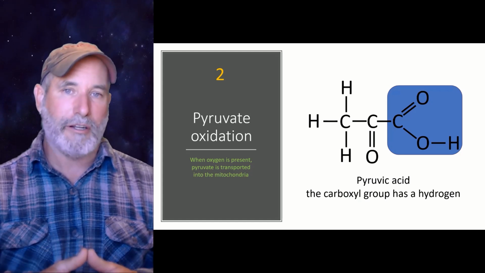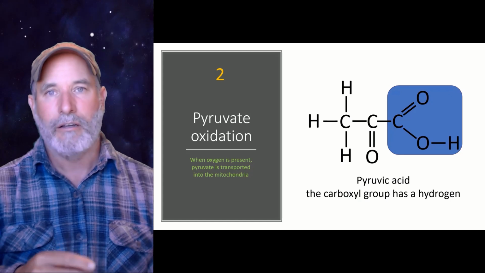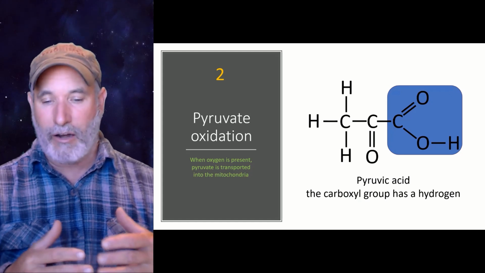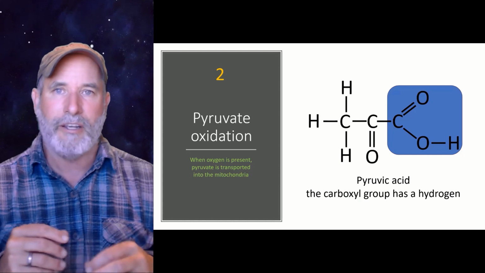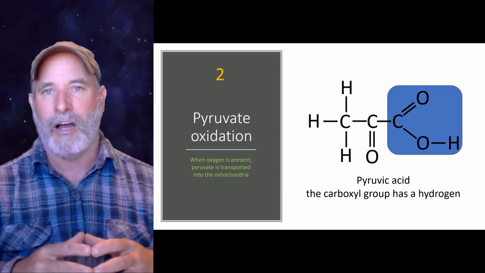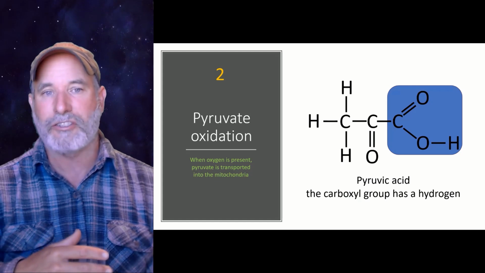Now, if oxygen is present inside the cell, or at least enough of it, then pyruvate will get transported into the mitochondria. Now, that's actually still an area of study. I think they've almost got it figured out, the type of transport proteins that are pulling it into the mitochondria and how it knows to do that with oxygen present.